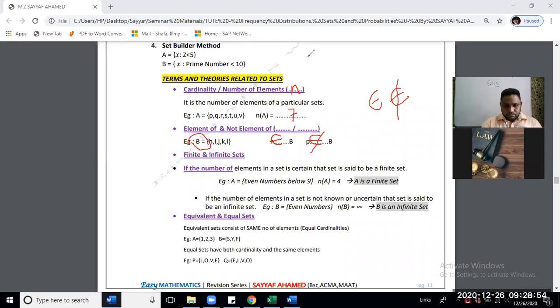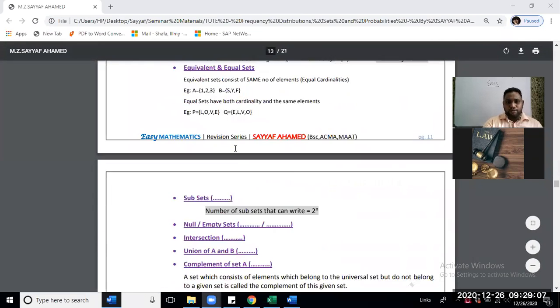Okay, and there are two examples given too: even numbers below 9, where the number of elements is 4, is a finite set, and then an infinite set. So all of them are given to you in the tute. I just don't want to go through one by one, right?